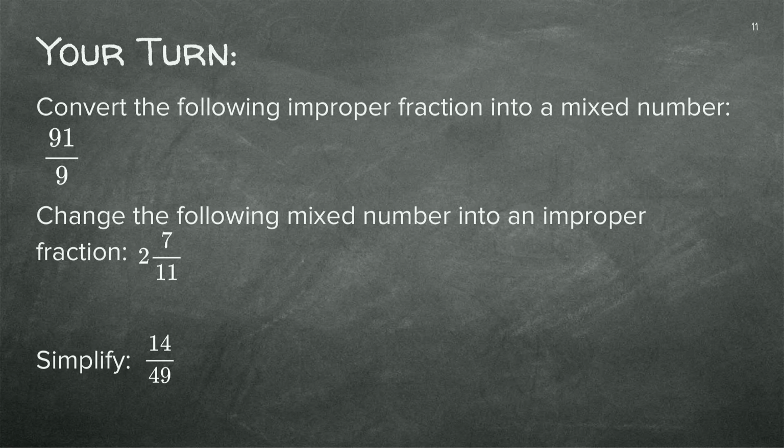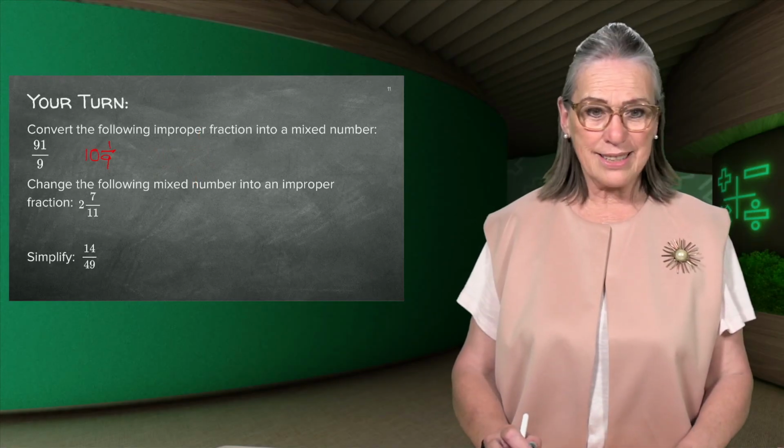Convert the following improper fraction into a mixed number. Okay, so the other way to do it is to say 9 goes into 91 10 times, and we are left with 1 over 9. If you don't understand this, you can do it the long way by 9 over 9, 9 over 9, and so on, but this is the easiest way. We're going to divide 9 into 91. We know it's 10 times with 1 over 9 left. Congratulations if you got that one correct.